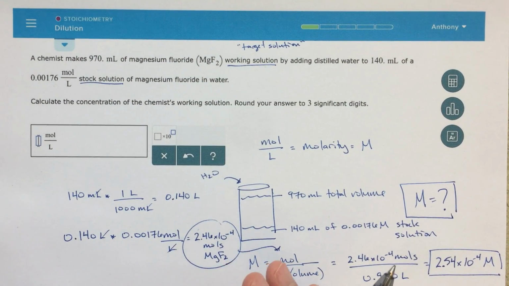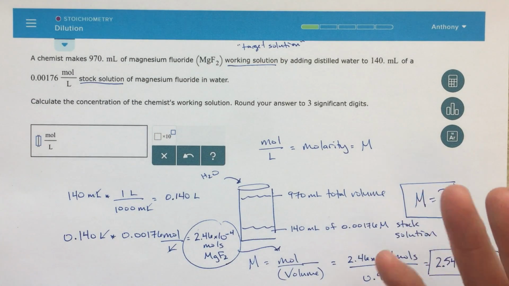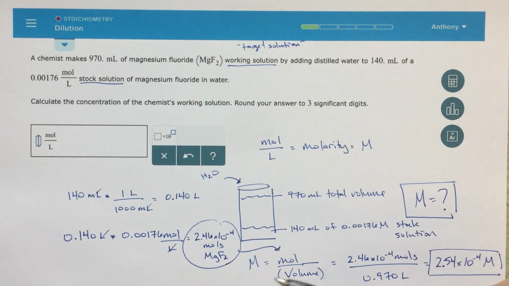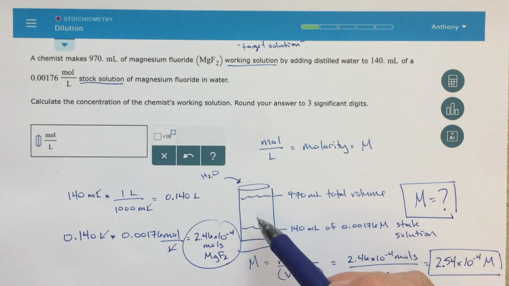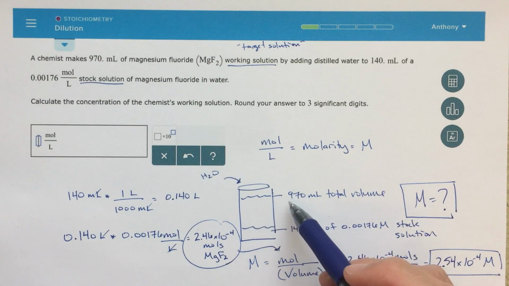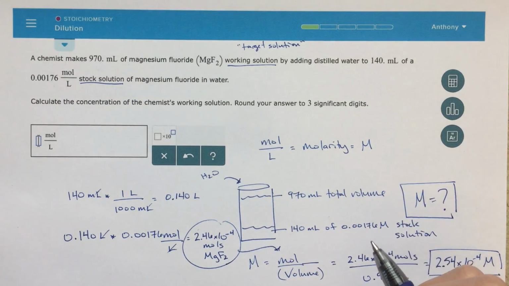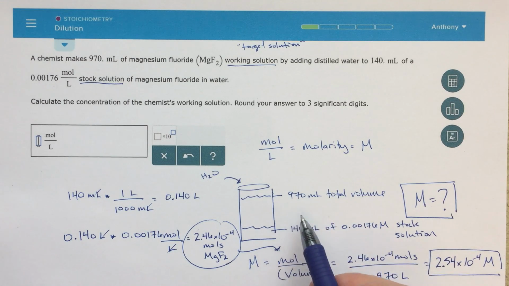So in all of the problems that you're going to get in this dilution section, you're always going to be looking for one missing piece of information. And the thing that you always want to think about is, for each solution that you have, the concentration is moles over liters. The concentration of your target solution will often be lower than your stock solution because you're going to be diluting it. So when we compare our numbers, if I start with this 0.00176 molar, I've diluted it to 970 milliliters. This concentration is now lower. It's a smaller number. That should make sense.